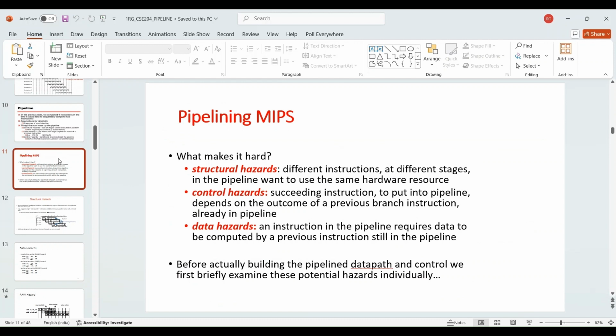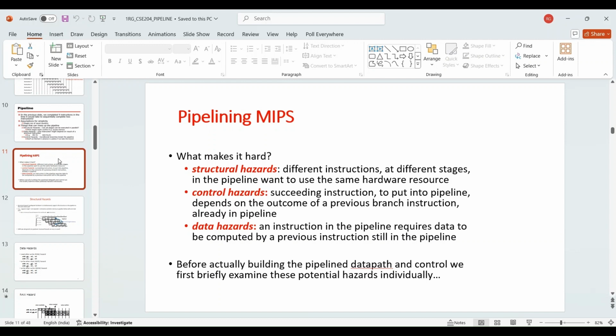And then the second hazard, control hazard: the succeeding instruction to put into the pipeline depends on the outcome of a previous branch instruction already in the pipeline. And the third one is called data hazard: an instruction in the pipeline requires data to be computed by a previous instruction still in the pipeline.